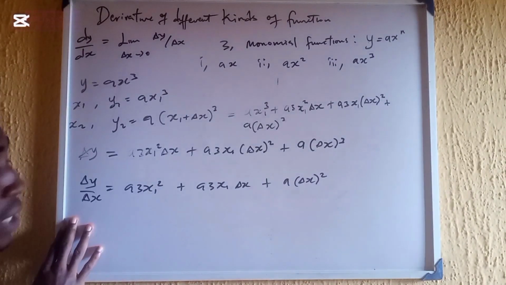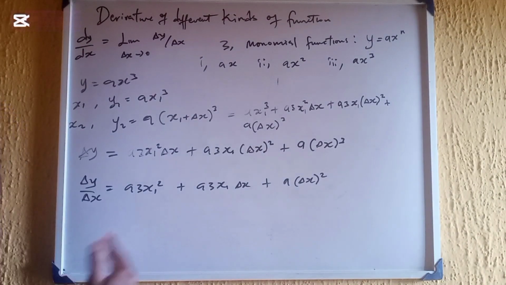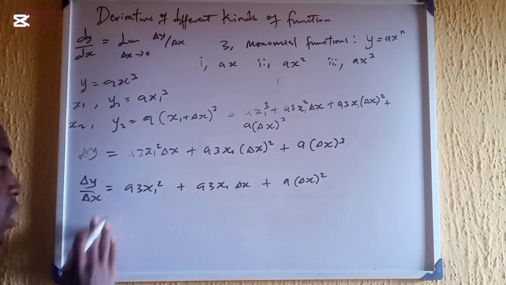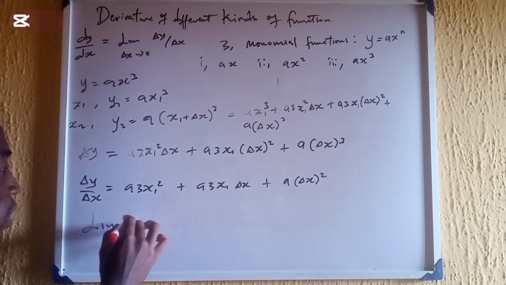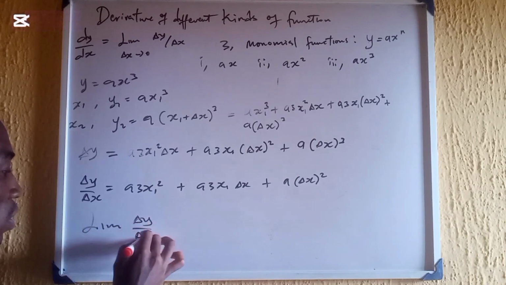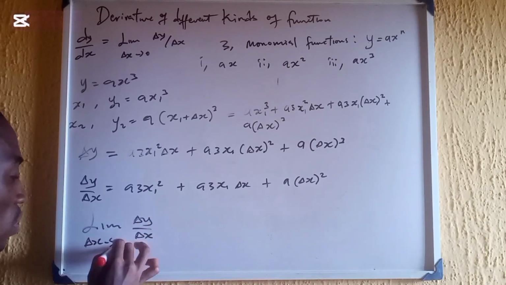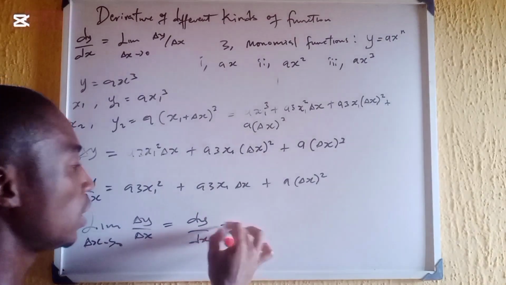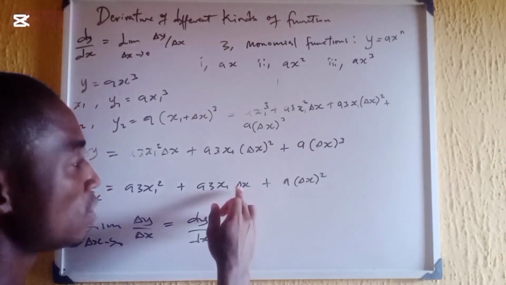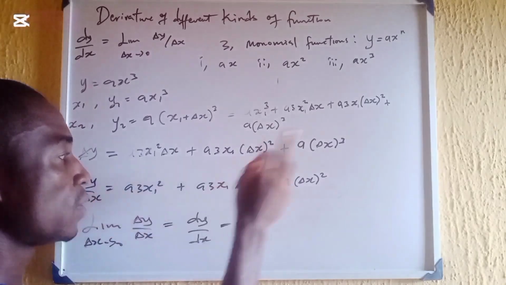So let's take the limit as change in x approaches 0, which means as change in x tends to 0, what happens to change in y over change in x? So in that case, we'll be having the limit of change in y over change in x as change in x tends to 0, which is equal to dy/dx. And this gives us, when we put 0 here in the place of change in x, this becomes 0.